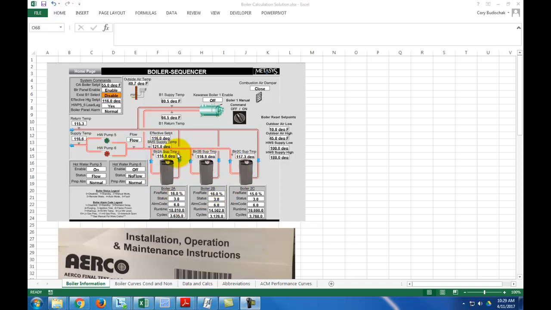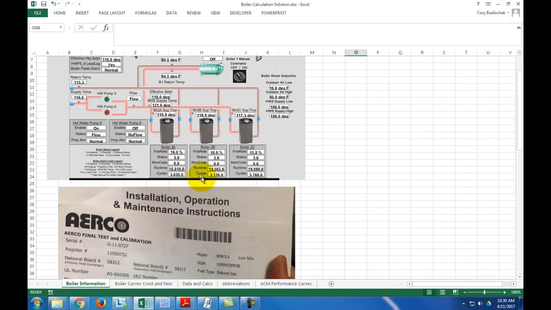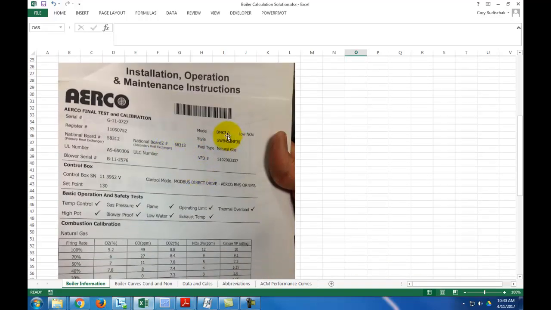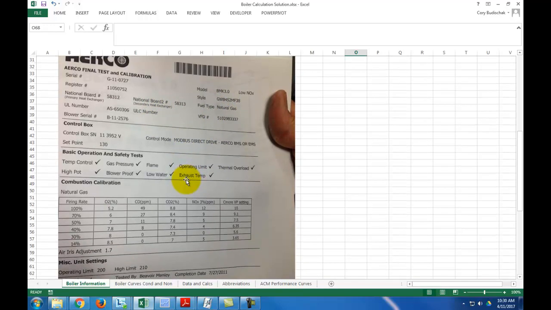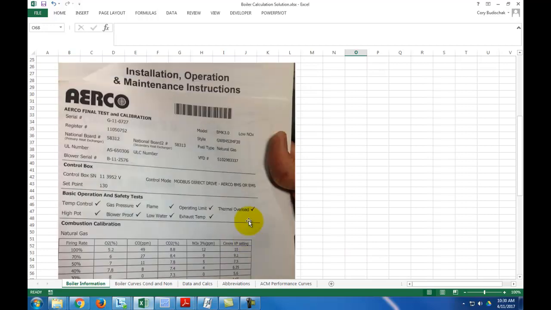So first off, let's just look at some of the spec sheets from these boilers. Down here we have the Aerco boilers, which are the 3 condensing boilers here, and you can see the model is BMK 3.0. That means 3 MMBTUs, or 3 million BTUs. It doesn't give us too much more here, just some combustion calibration and stuff. We can get more from the manual, and I'll show you some of the things that I got from the manual, but that's the basic idea.